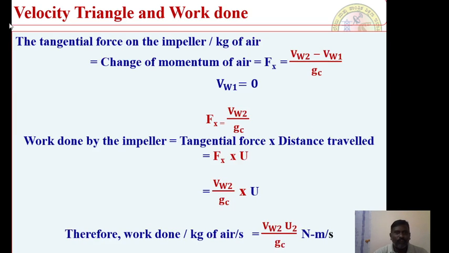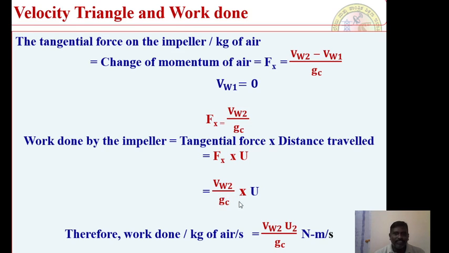Therefore, the tangential force on the impeller per kg of air is equal to the change of momentum of the air. That is, Fx is equal to (Vw2 minus Vw1) by Gc. Vw1 is equal to 0 because of the radial entry at inlet. Therefore, Fx is equal to Vw2 by Gc. This is the force exerted by the impeller. What is the work done by the impeller? Tangential force into the distance traveled, that is equal to Fx into u, that is equal to Vw2 into u divided by Gc.